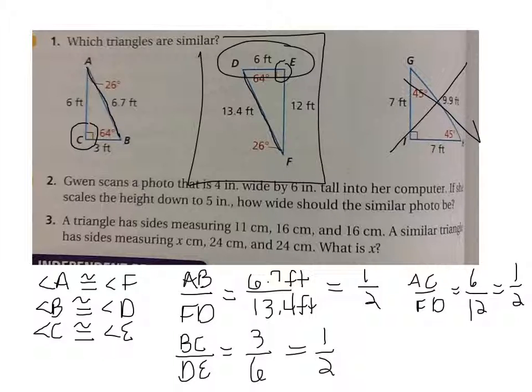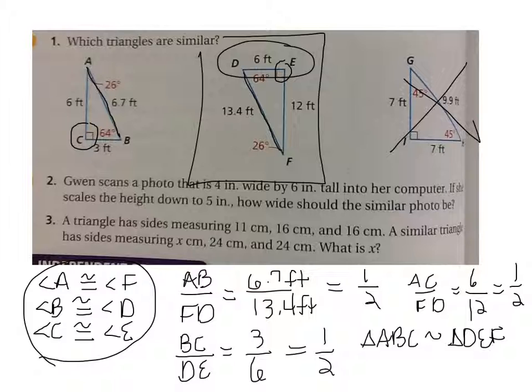So you would say that triangle ABC is similar to triangle DEF. So all I have to do is write down that? No, you have to do all of this. You need to show me that the angles are congruent. You need to show me that the side lengths are proportional.